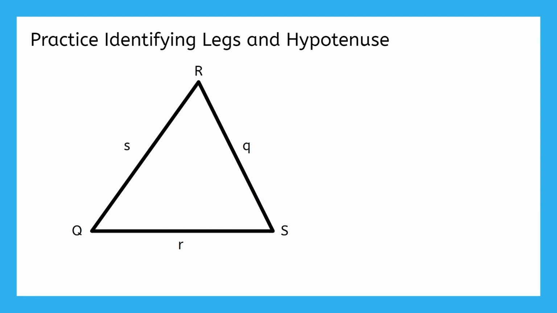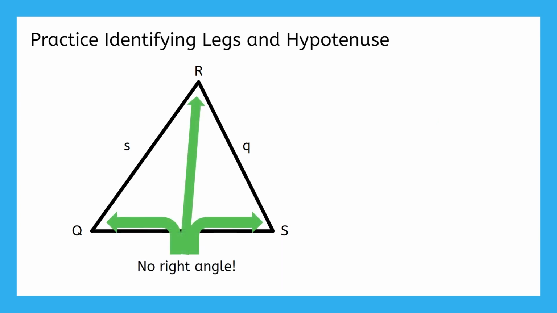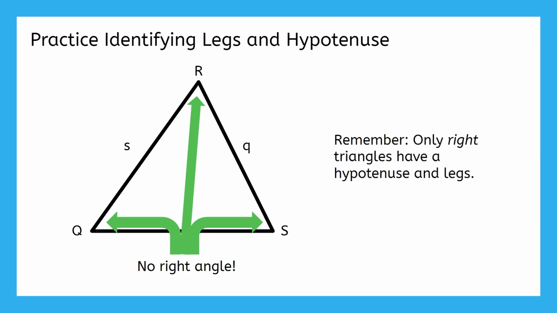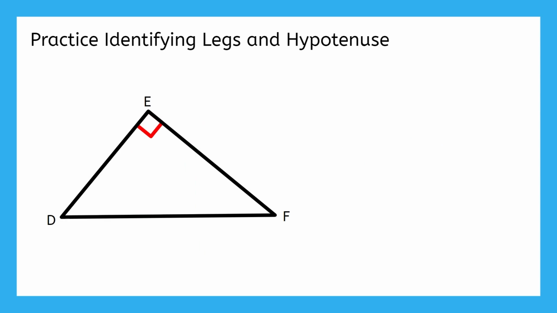Let's try another one. Can you name the hypotenuse of this triangle? Uh-oh. Did you catch that this is a trick question? There's no right angle in this triangle, so it doesn't have a hypotenuse, or legs for that matter. Okay, let's try one more.